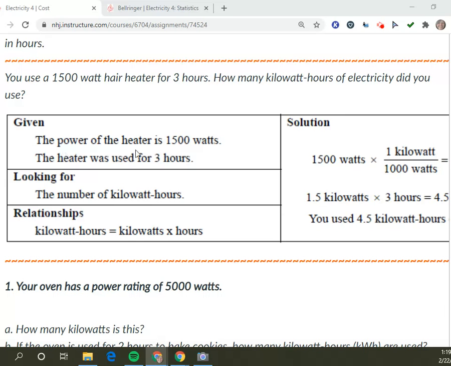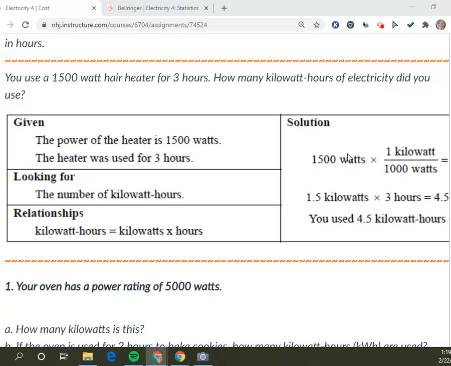The power of the dryer is 1,500 watts. The dryer was used for 3 hours, so they're going to a dance, I guess. That's a lot of hair drying. The number of kilowatt hours in this relationship is what we need to know. So we want to find out how much it cost us, really.